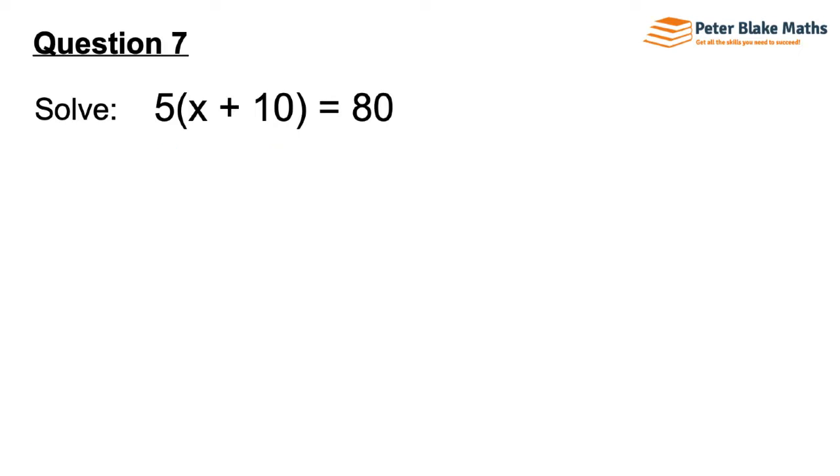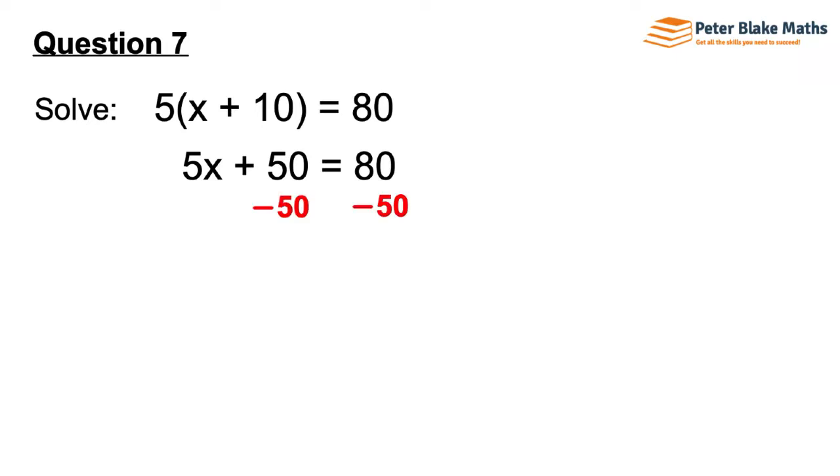Alright, to expand this, the 5 multiplies by the first term in the brackets, so we get 5x. Then that front number 5 multiplies by the second term in the brackets. 5 times 10 is 50. Now they can't be merged because they're not like terms, so we just leave it as two separate answers there. And that equals 80. Now it's just a two-step equation like the other ones we've practiced.